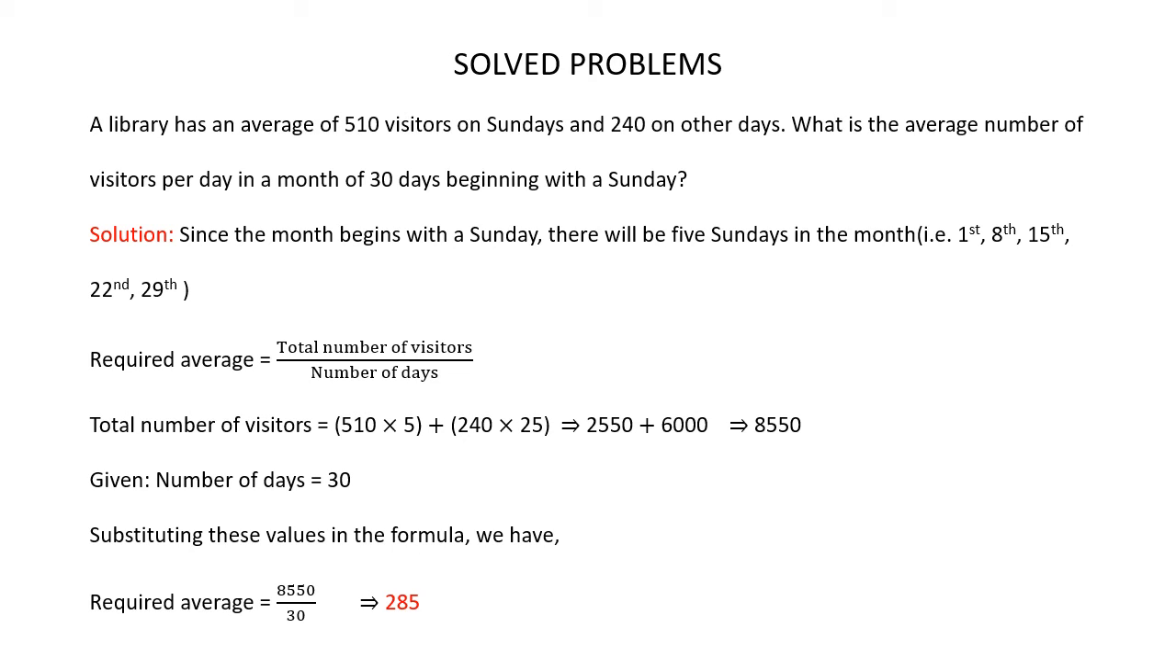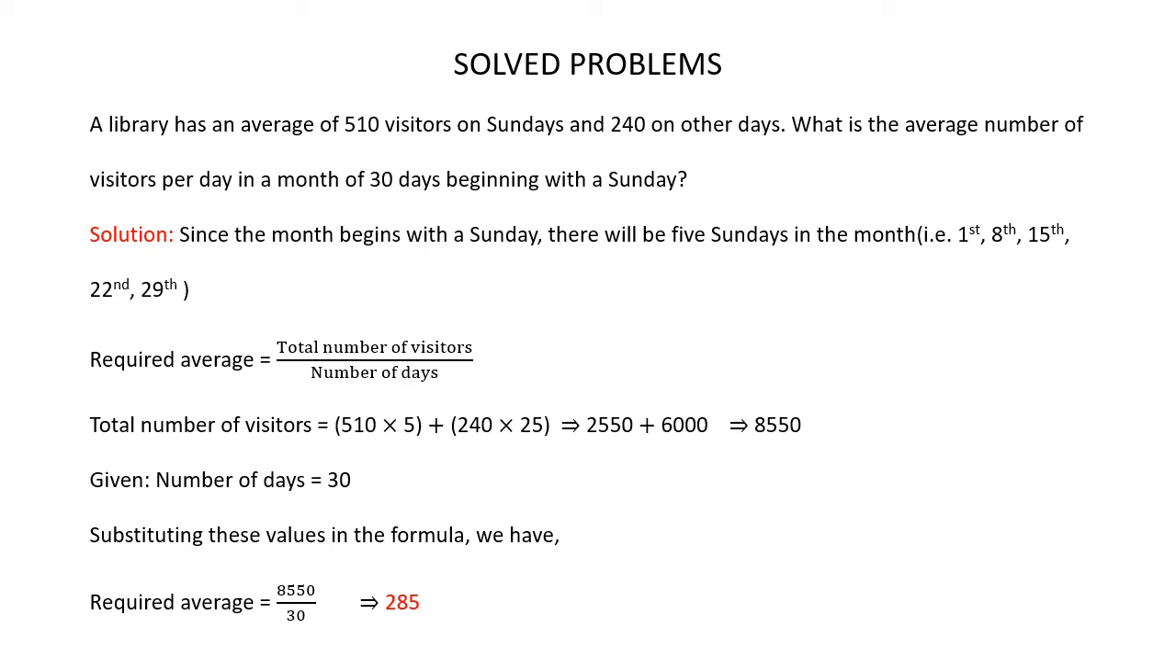Now we are asked to find the average number of visitors per day in the month. So the required average is equal to total number of visitors divided by number of days. To find the required average, we'll need to find the total number of visitors and also the number of days in the month. It's given that the number of days in the month is 30. So we just have to find the total number of visitors to find the required average.